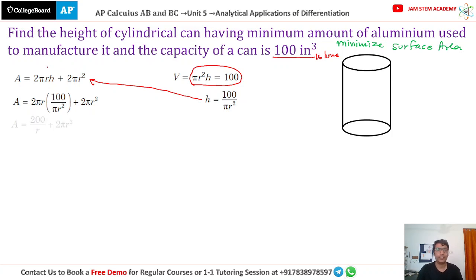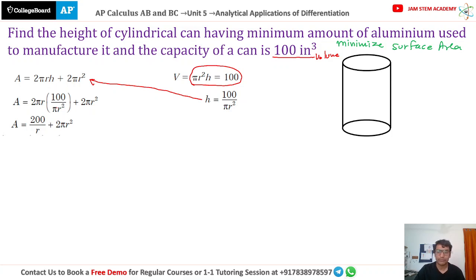Now our area in the simplified form is 200 over r plus 2 pi r squared. This is the function only in terms of r. Now I can differentiate it with respect to r to get the critical numbers. You remember, we have already seen, first we need those critical numbers because our local maxima or local minima values lie at those critical numbers. So find the derivative first.